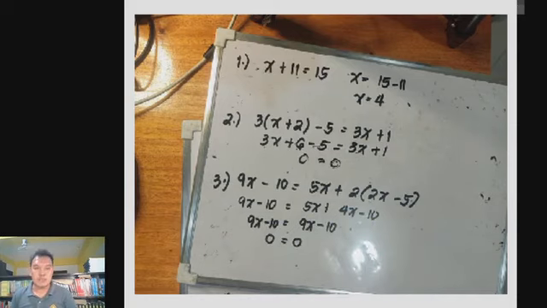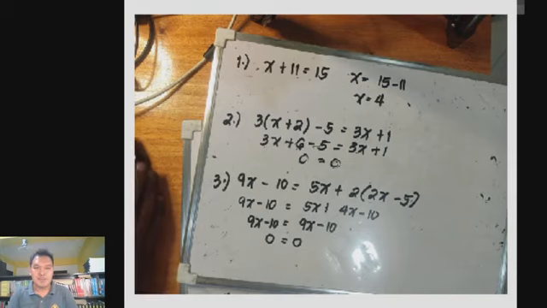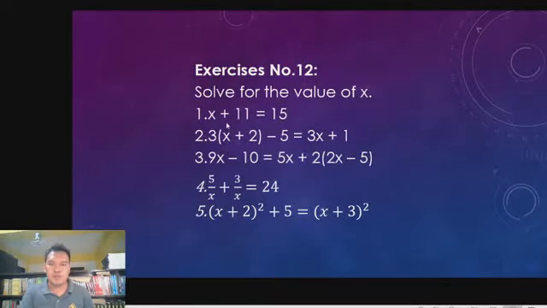Ganun talaga. Pag x na, dapat wala ng value. No? Okay. So, let's continue on some of the problems. We have number 4 and number 5. We have number 4, which is 5 over x plus 3 over x is equivalent kay 24. And number 5, we have x plus 2 squared plus 5 is equivalent kay x plus 3 squared.